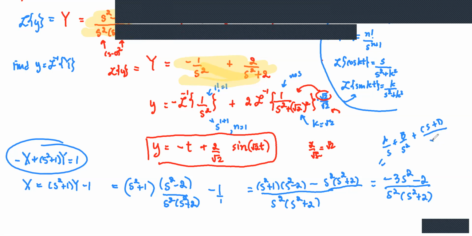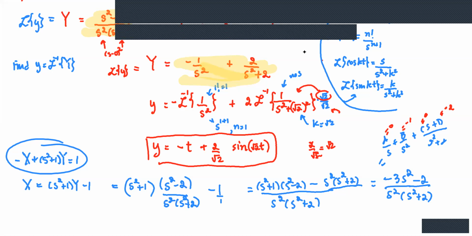So I got on Symbolab: A is 0, B is -1, C is 0, and D is -2. Awesome. Thank you.